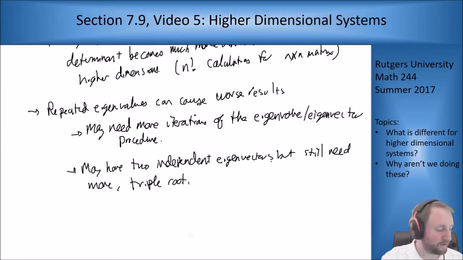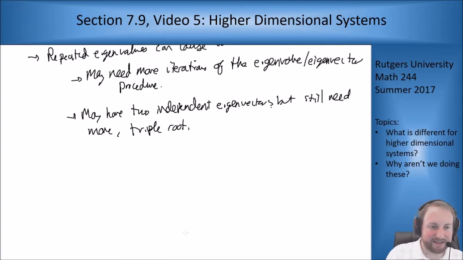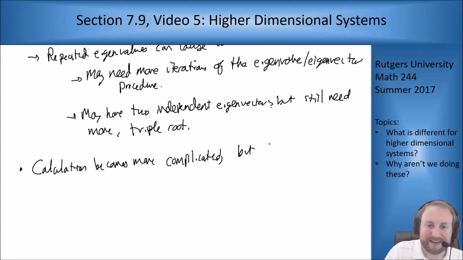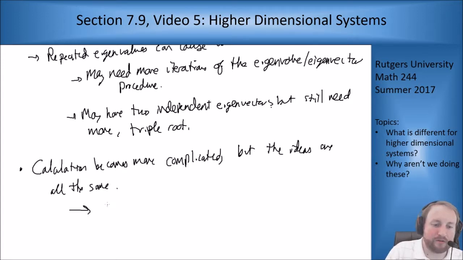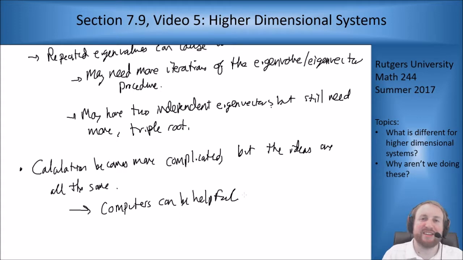So really the overall guideline is, the calculation becomes more complicated, but the ideas are the same. And this is really where computers can be helpful. Why? Because you know how to set up the calculation, that's the same as it was for the simple system case. But the calculations become so difficult, so complicated, that you just throw it at a computer, have the computer do it for you, and then use what you get to interpret the results the computer spits back out at you.